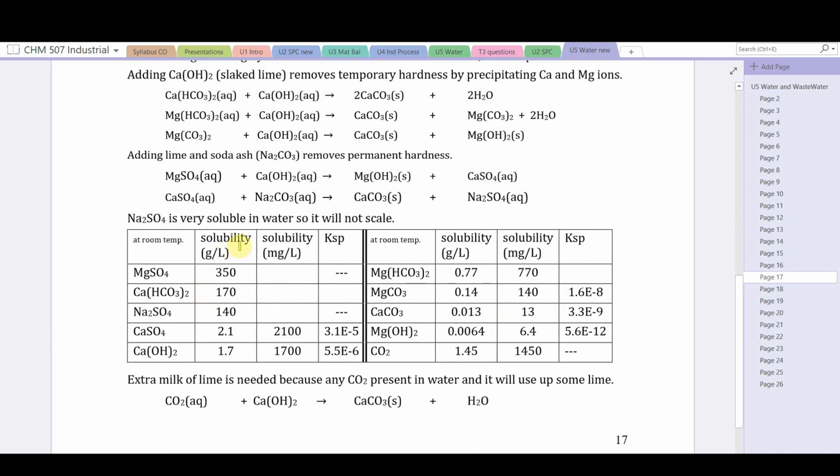I've listed the solubility of many of these species in the table so you can look at these to prove to yourself that these concentrations of ions can be reduced to very low levels by the appropriate addition of lime and/or soda ash. A little extra lime is needed because any CO2 present in water will use up some of the lime, and the CO2 will be precipitated as calcium carbonate.